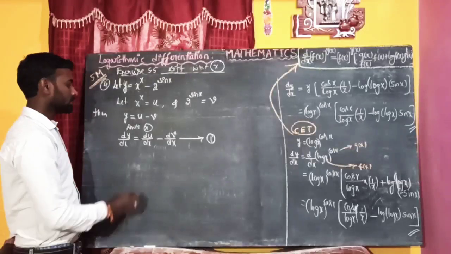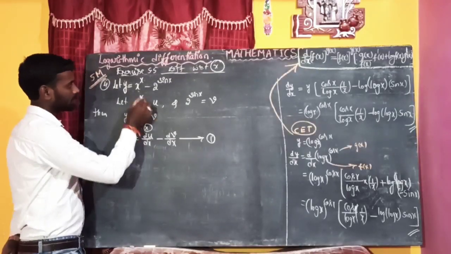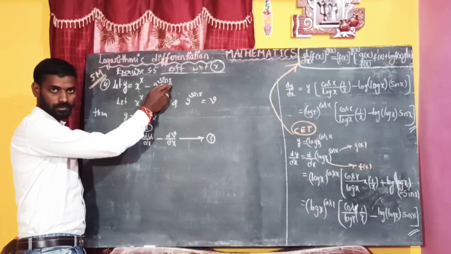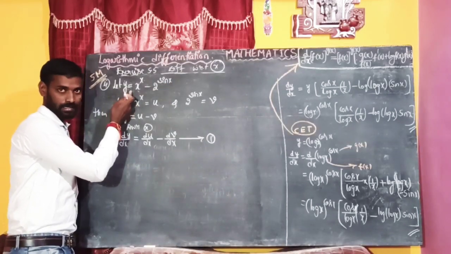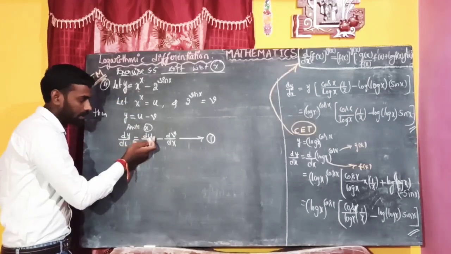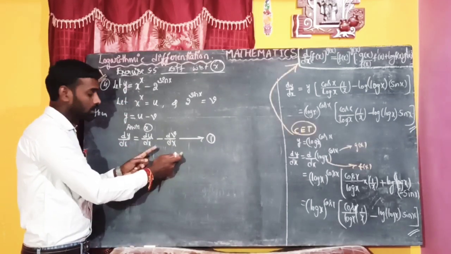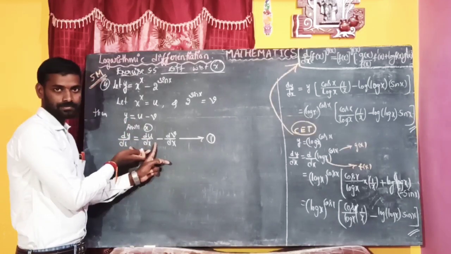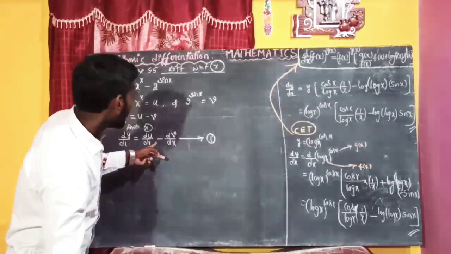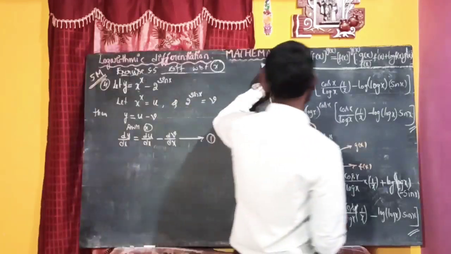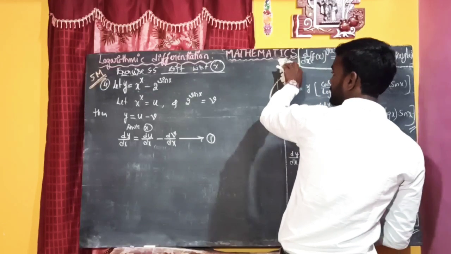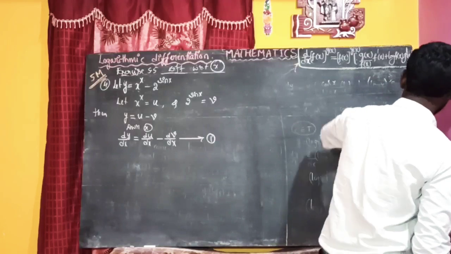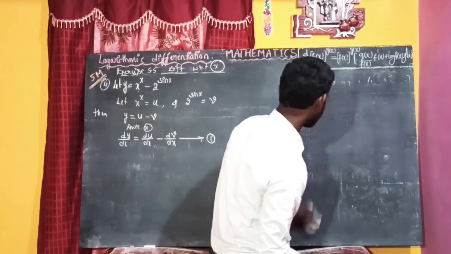Now guys, to find the derivative of this function x power x minus 2 to the power of sin x, or to find the derivative of this function y, we have to find out du by dx and dv by dx. To find du by dx, differentiate u with respect to x. First I will consider u and differentiate that with respect to x.